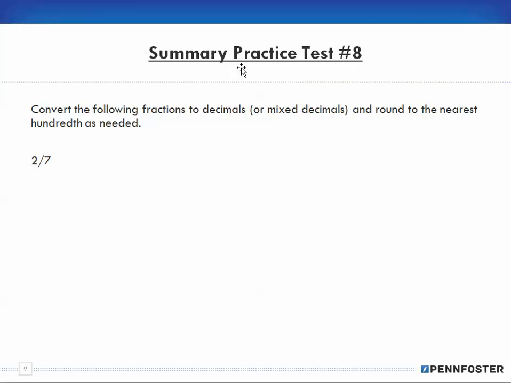Number 8. Convert the following fraction to decimal or mixed decimals and round to the nearest hundredth. So I have to be concerned that I'm rounding to the nearest hundredth. So if I have 2 over 7, that means I have 2 and I'm dividing by 7. So show my decimal place, and I have to round to the hundredth, so that means I have to take it out 3 places, because I want to know what my hundredth position is, but I have to look at my thousandths position in order to determine if I'm rounding up or down.